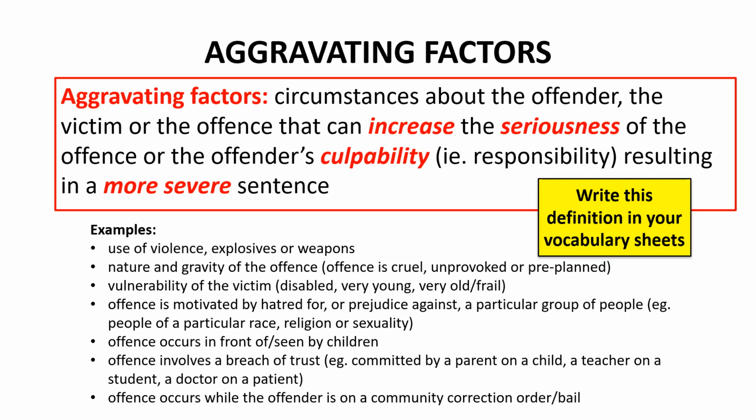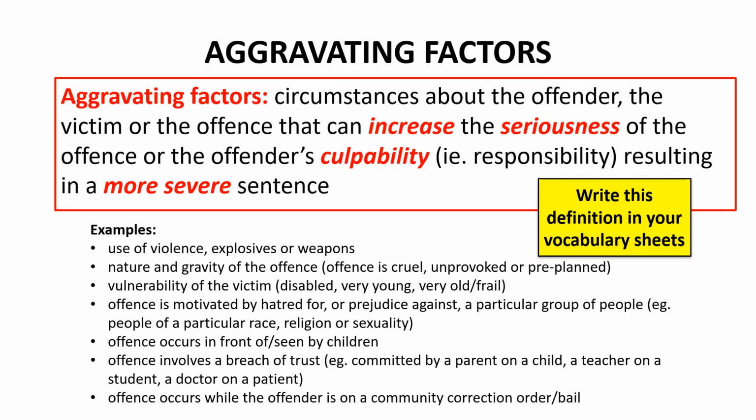The vulnerability of the victim may also be an aggravating factor. Sadly, there have been a number of recent cases where disabled people have been sexually assaulted by their carers, where children have been sexually assaulted by priests or teachers or scoutmasters, and where elderly people in aged care facilities have been sexually assaulted by the nursing staff. The vulnerable nature of the victims in these cases will result in the offender receiving a more severe sentence.